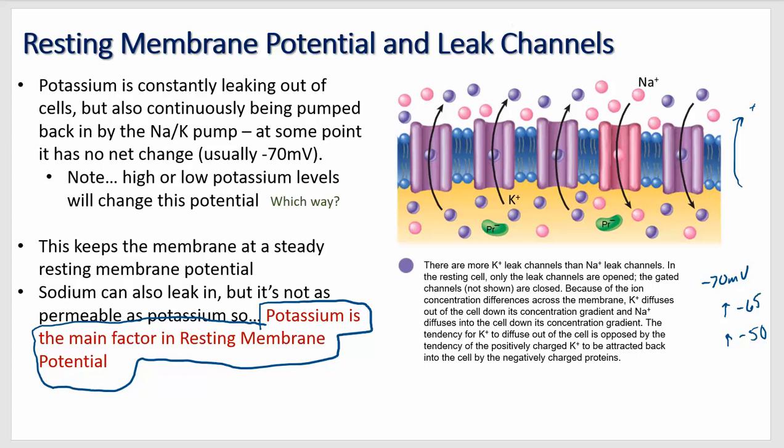That's why we measure those with a metabolic panel, and we can see your potassium levels, sodium levels, and we need to correct those if they're out, because that can cause the heart to do some funky things. So this keeps the membrane at a steady resting membrane potential. Sodium can also leak in, but it's not as permeable.